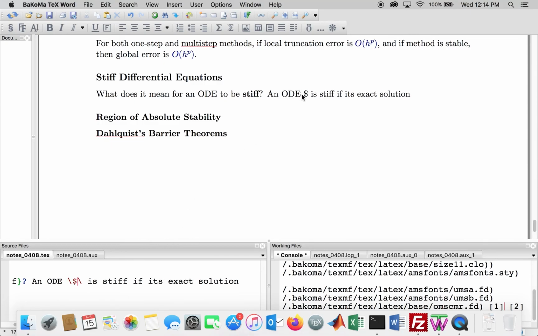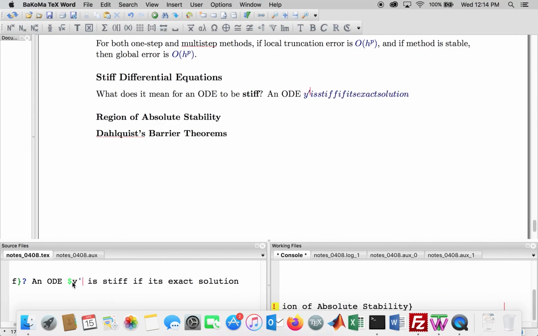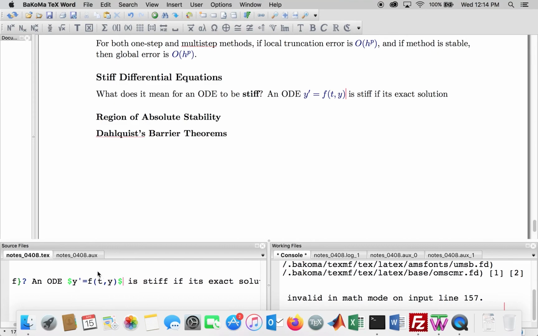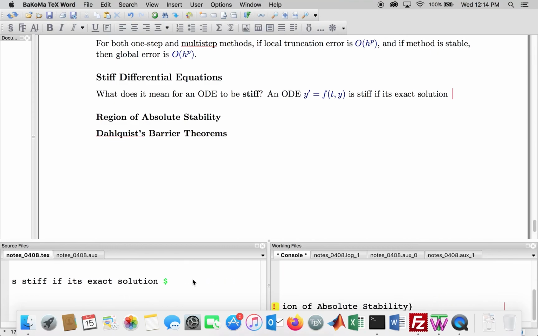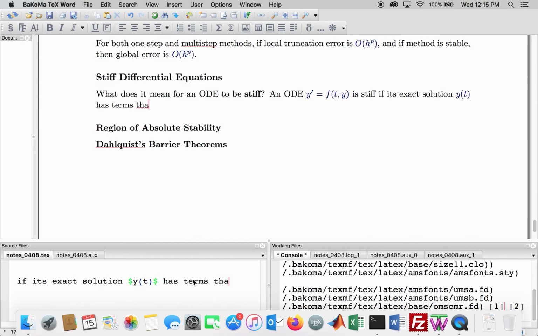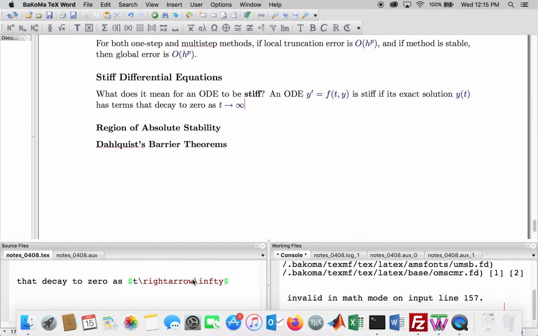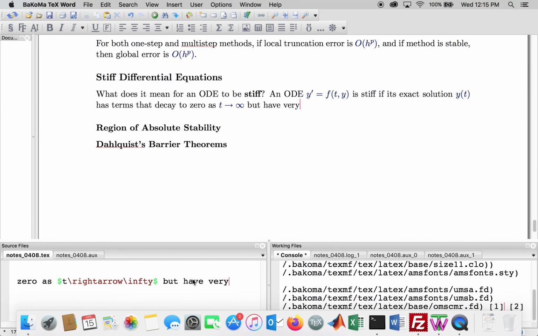So I'll have y prime equals f of t, y. It is stiff if its exact solution, y of t, has terms in it that decay to 0 as t goes to infinity. So there are terms that don't really make much contribution to the solution in terms of what you would see on a graph, but have very large derivatives.